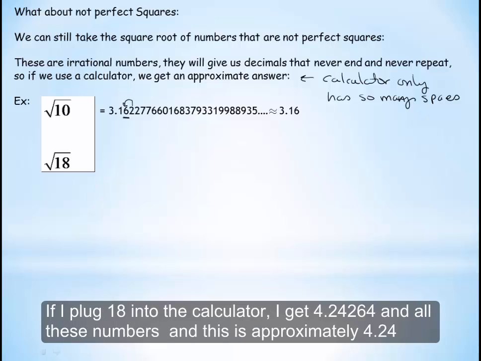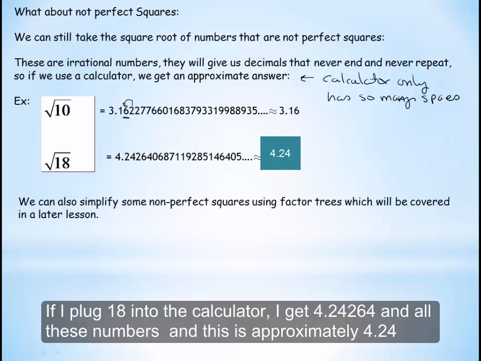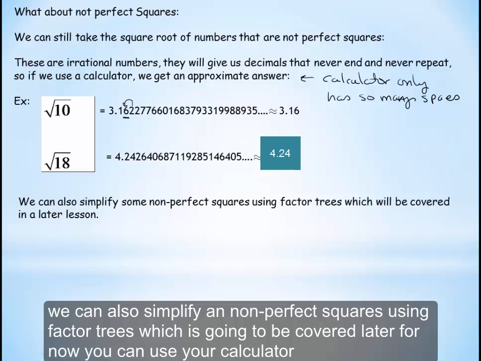If I plug 18 into the calculator, I get 4.24264 and all these numbers. Well, this is approximately 2.24. We can also simplify non-perfect squares using factor trees, which is going to be covered later. For now, you can use your calculator.